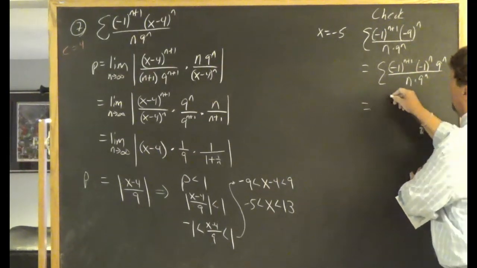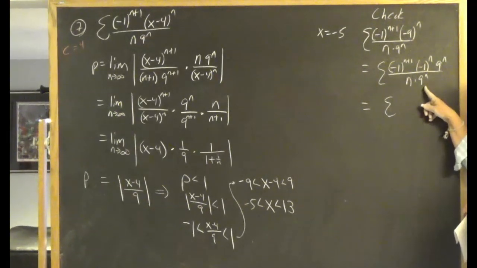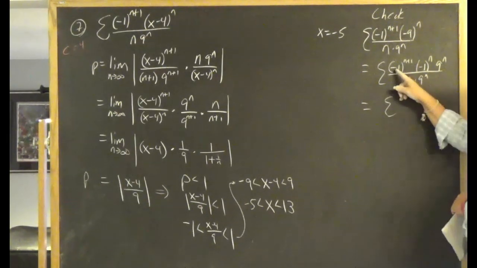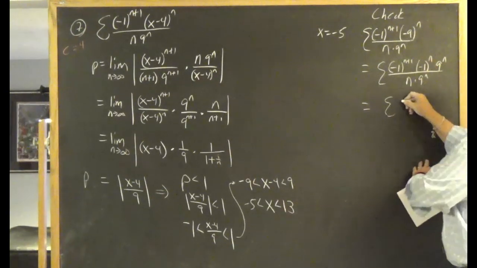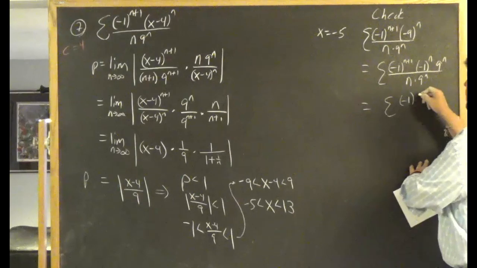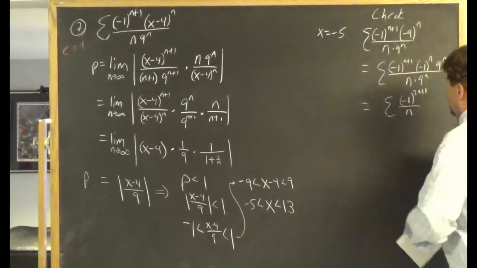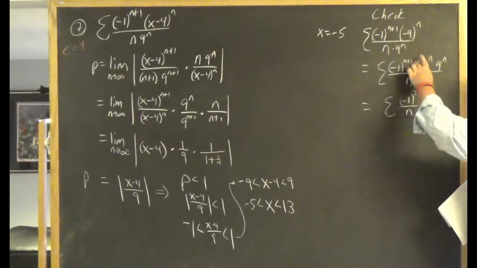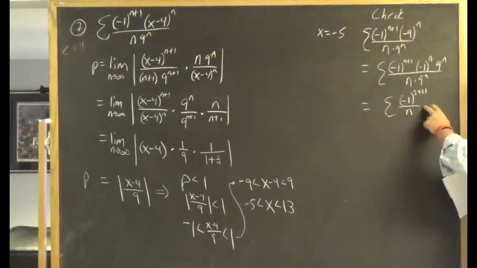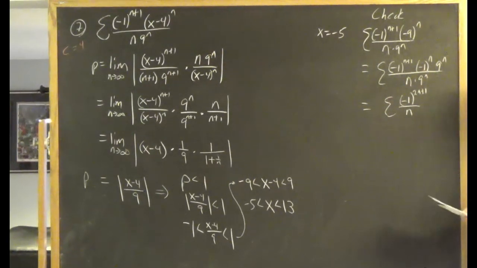Okay, some neat stuff happening here. The 9 to the n's cancel out. Bases are the same and you're multiplying, so you add those exponents. So we simplify this down to -1 to the 2n plus 1 over n. So when we put -5 in for the x, it's simplified down to this. And we have to ask ourselves, does it converge or does it diverge? And why?